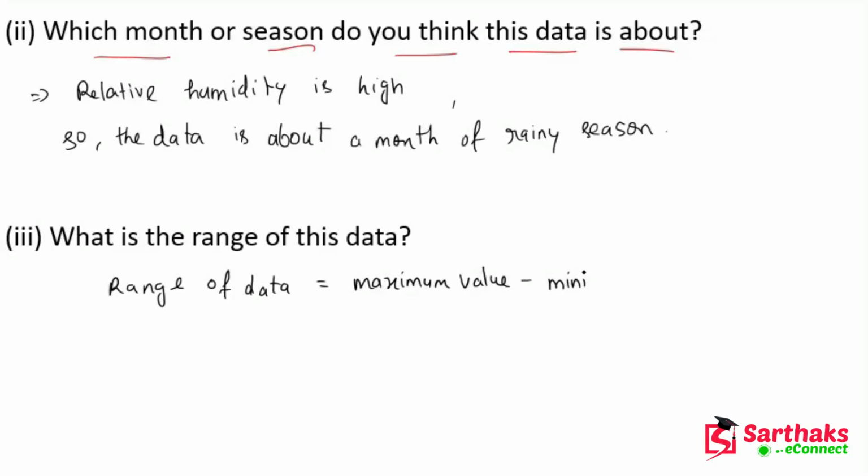So we know that the maximum is 99.2 minus the minimum, which is 84.9. After solving this, we get 14.3. So this is the range of this data. How can we find the range of any data? If we subtract minimum from maximum, then we get the range of the data.